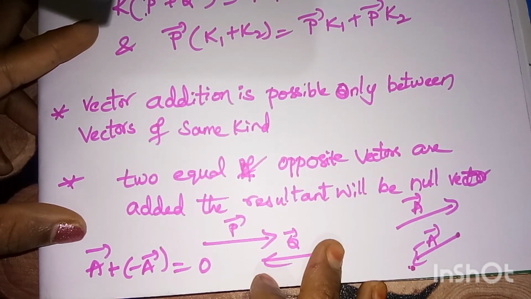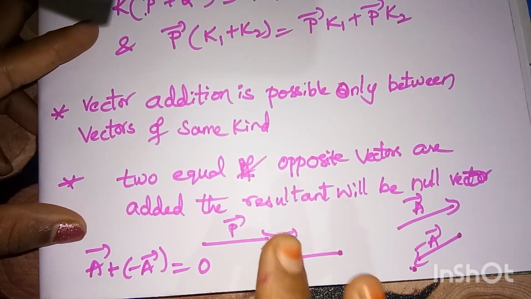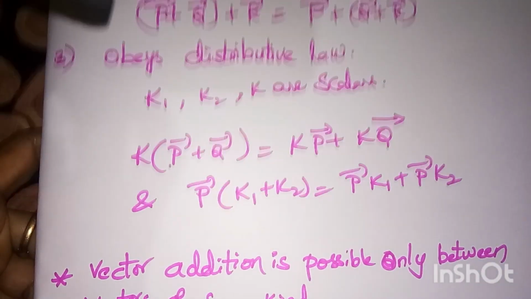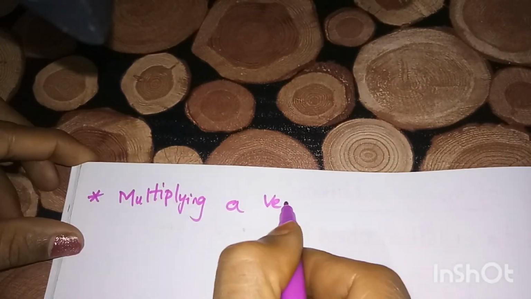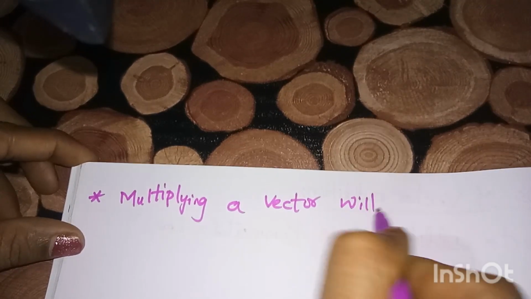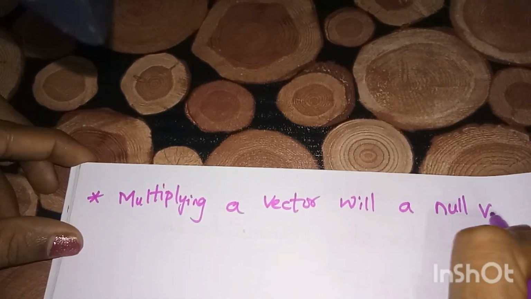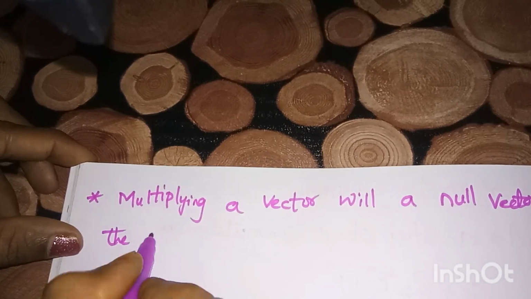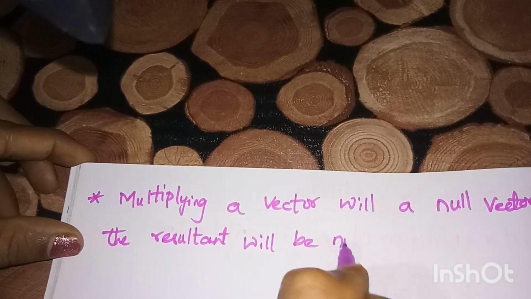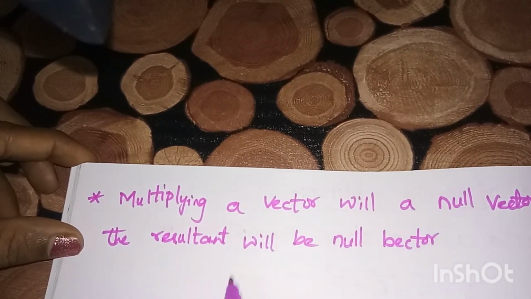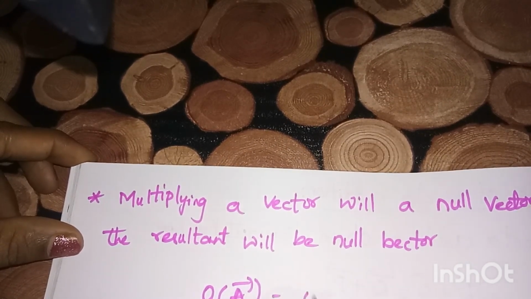If any vector is multiplied with a null vector, it will become a null vector. So multiplying a vector with a null vector, the resultant will be a null vector. So a null vector with a vector will be a null vector.